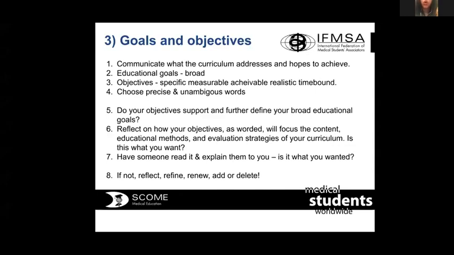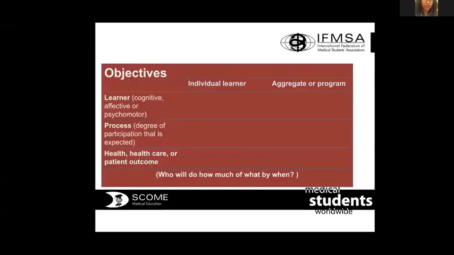and measurable. Who? Maybe I have to determine if the learner or the patient or the medical educator will do how much, how much the content will be, what the content is, what the topic is, how the methodology is, and when the time is. So this table will help you so much in identifying the objectives and goals you want. And the next slide is educational strategies.